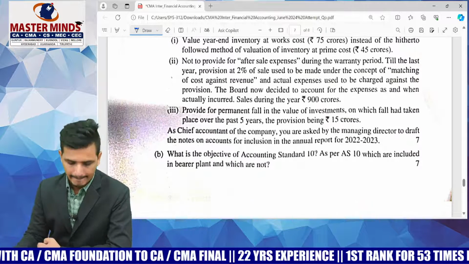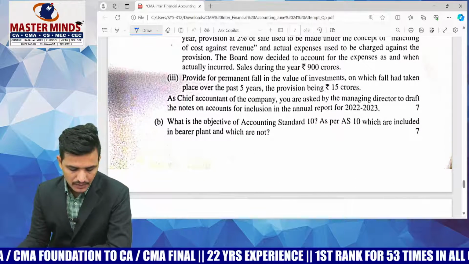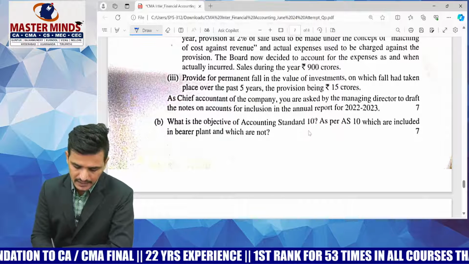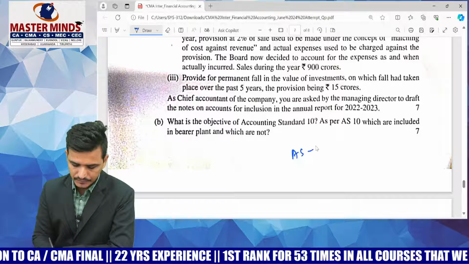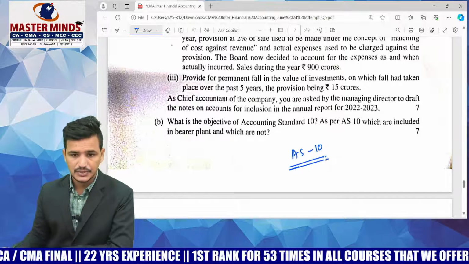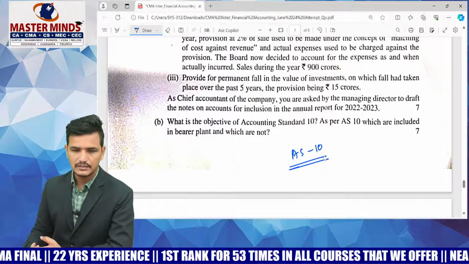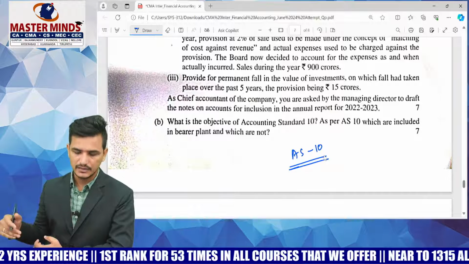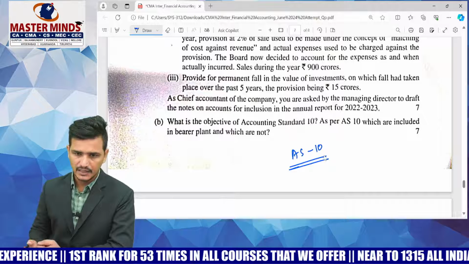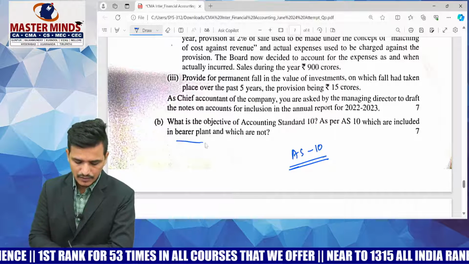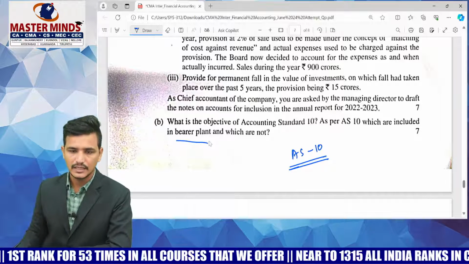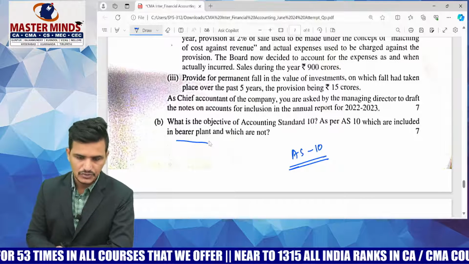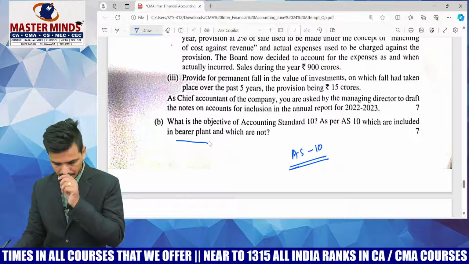And next one, question number 7B. It is related to accounting standard number 10, AS10 PPE. They have given a question based on the theory part. What is the objective of AS10? That is the accounting treatment of property, plant and equipment. And also they are asking what is a bearer plant, what is included in bearer plants and what is not included in bearer plants. So this is a question from the theory part.